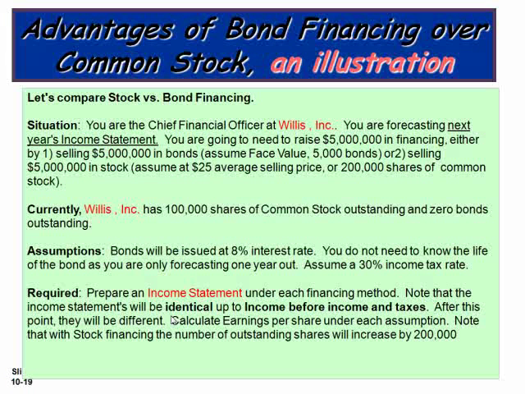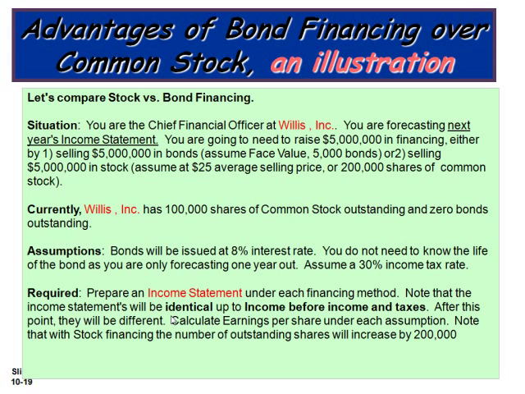Bonds will be issued at an 8% interest rate. You don't need to know the life of the bond. You're only going to forecast 1 year out. And let's assume a 30% tax rate. So the next slide will show preparing an income statement under each financing method, often called a pro forma.